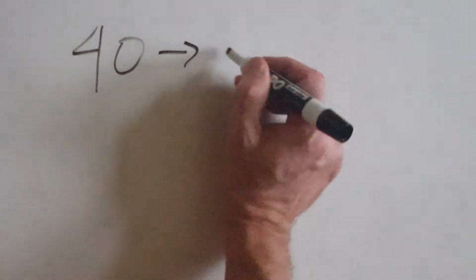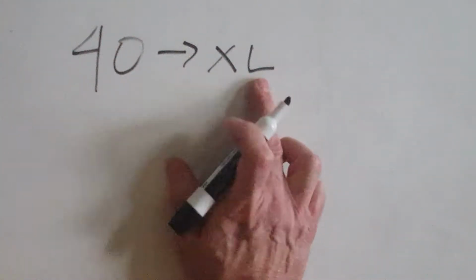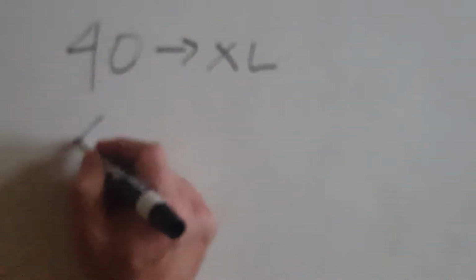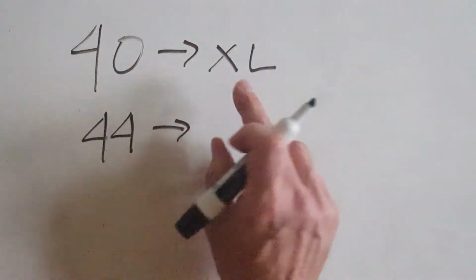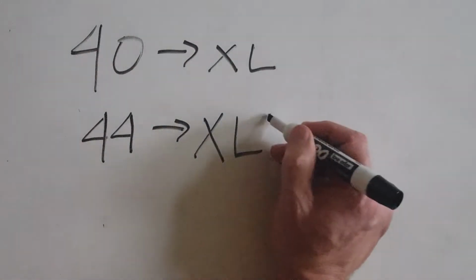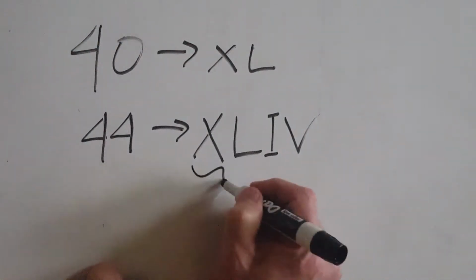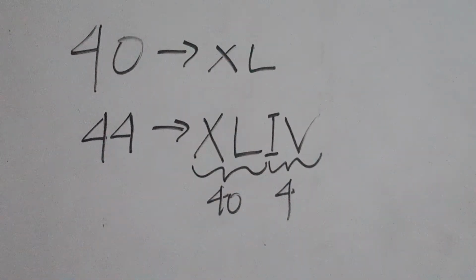But so for example, 40 is XL. Okay, so that's 10 in front of 50. So 10 less than 50 is 40, okay? And so if you wanted to say 44, you would have to use this idea twice. So you've got 10 less than 50, and then 1 less than 5. That's 44, right? Because this is 40, and this is 4, okay? So that's about all I can tell you.